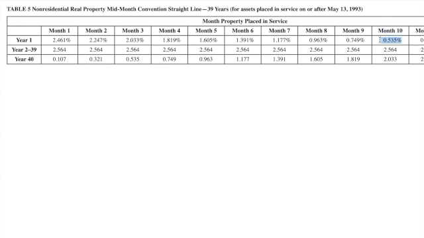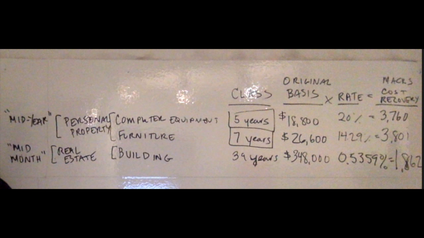So if we go back to the example that I had up on the whiteboard, the depreciation rate for the building would be 0.535%. So these are the steps to compute depreciation.